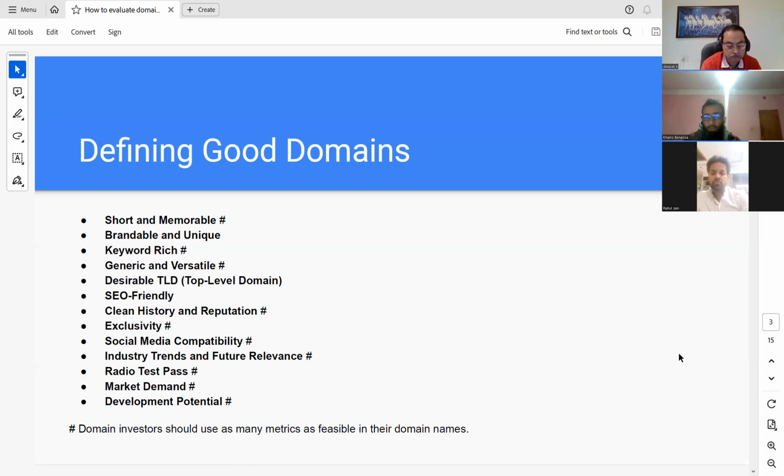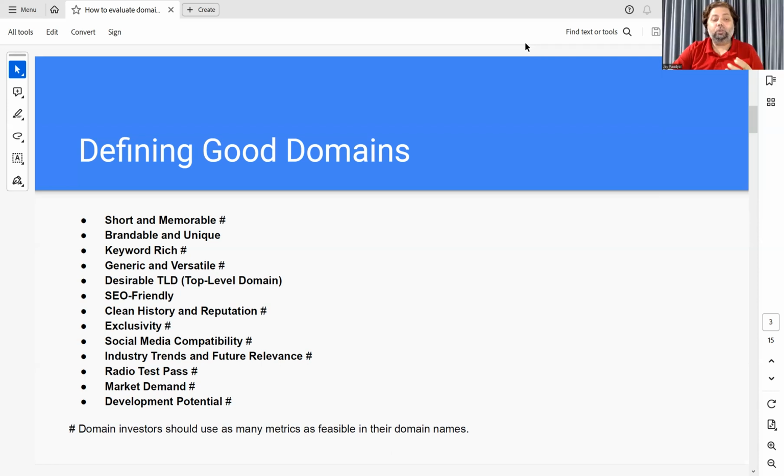So next, desirable TLD. I always prefer beginners to play with only .com, because if you have .com in your kitty, then it is easy to approach your prospects globally. In that case, you can approach globally. Okay.